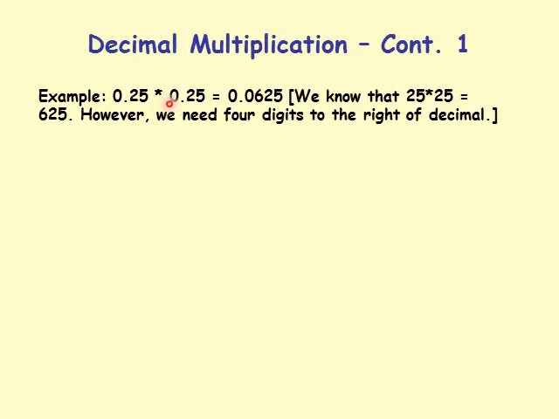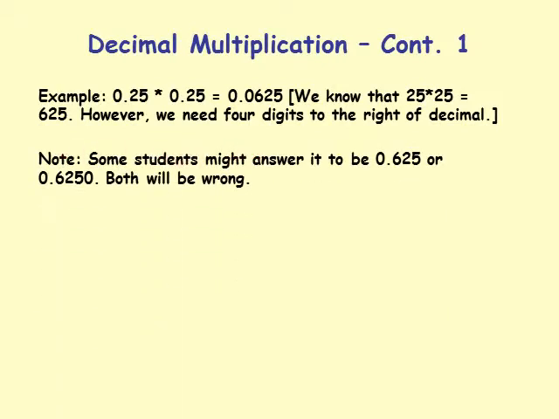Let's continue with the multiplications here. We already did 0.25 times 0.25 is 0.0625. Okay. Note that some students might answer 0.625 or 0.6250. Both will be wrong, and they both represent the same value, 0.625. Okay, let's continue here.